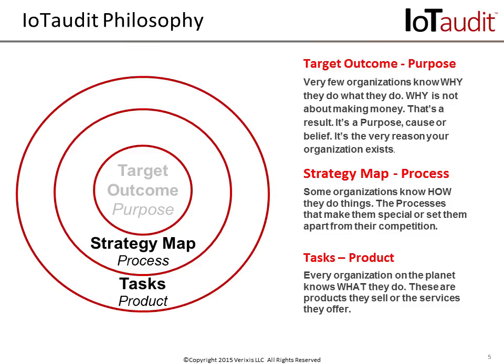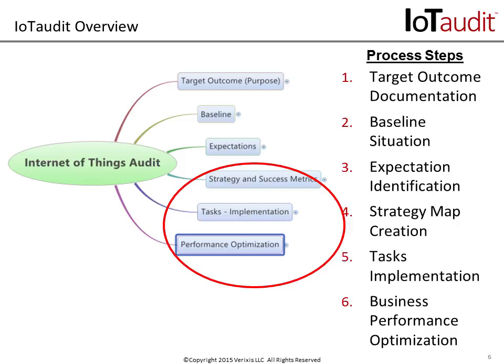deployment. So in the context of the IoT audit philosophy, in the previous module we really got our arms around our purpose. Now we're going to basically look at our process, which is our strategy map, and our tasks, which is essentially the products. So again, we're going to look now at the how we're going to do an IoT deployment, and then the what, all the things that need to be done to realize a successful implementation. And finally, looking at it this way, looking at this particular process flow, we're going to focus on the last 3 legs here: strategy map, tasks, and performance optimization.